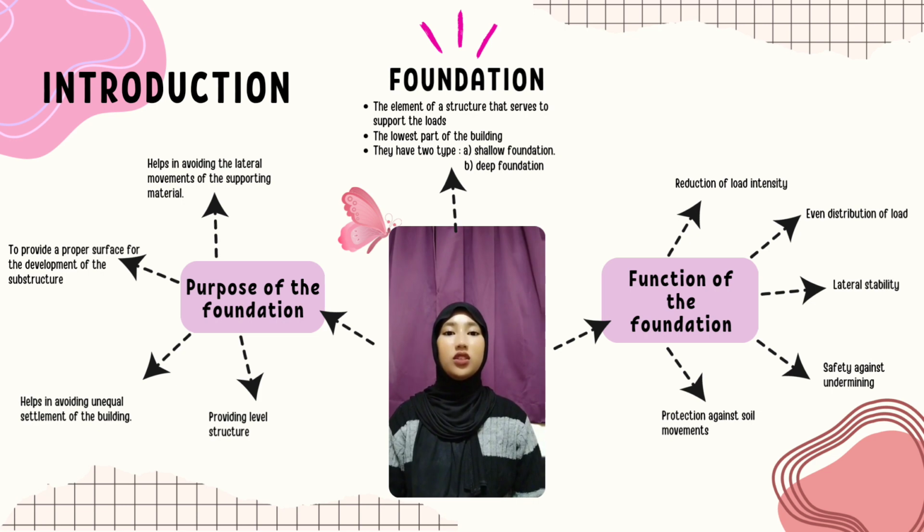Next, even distribution of load: it is the function of the foundation to distribute the non-uniform load of the superstructure evenly to the subsoil. For example, two columns carrying equal load can have a combined footing which may transmit the load to the subsoil evenly with uniform soil pressure. Due to this, unequal or differential settlement is minimized.